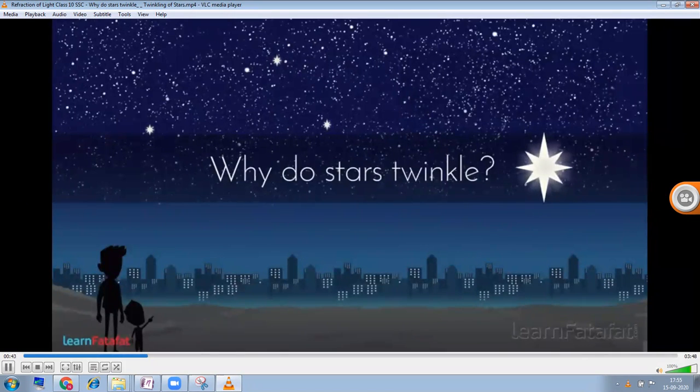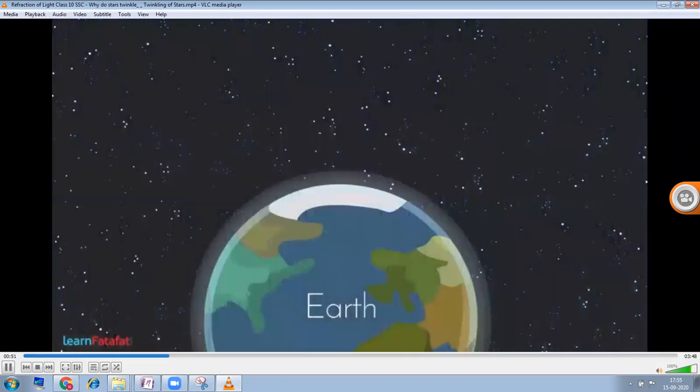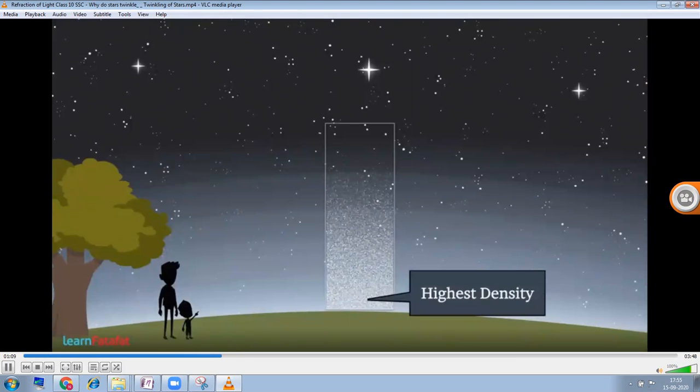The question in today's discussion is, why do stars twinkle? Basically, the reason behind the twinkling of stars is atmospheric refraction. Let's learn how it happens. We live on planet Earth. The atmosphere of Earth consists of layers of air. The particles of air are more closely spaced at the surface of the Earth than at higher layers. That means the density of air is highest at the surface while it goes on decreasing towards the top layer.